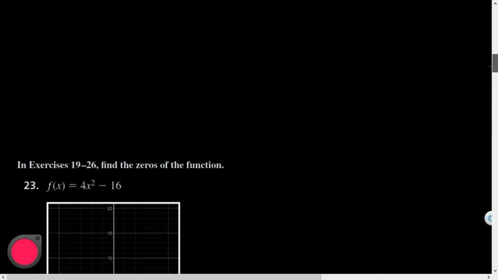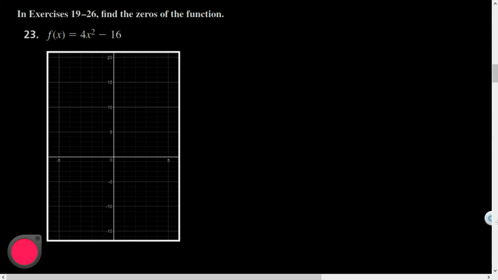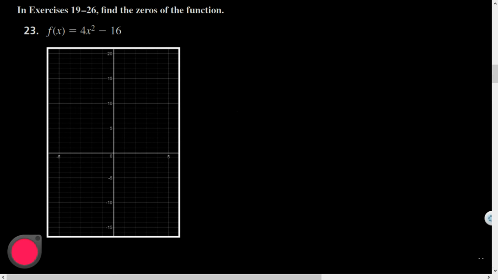Let's check out another one. Last one, I think. Number 23. Now it says find the zeros of the function. The zeros are going to be just a number, numbers in this case, that are the x-coordinates of the x-intercepts of our parabola. All right, so the vertex here is going to be this negative 16. So 0, negative 16 is where this starts.